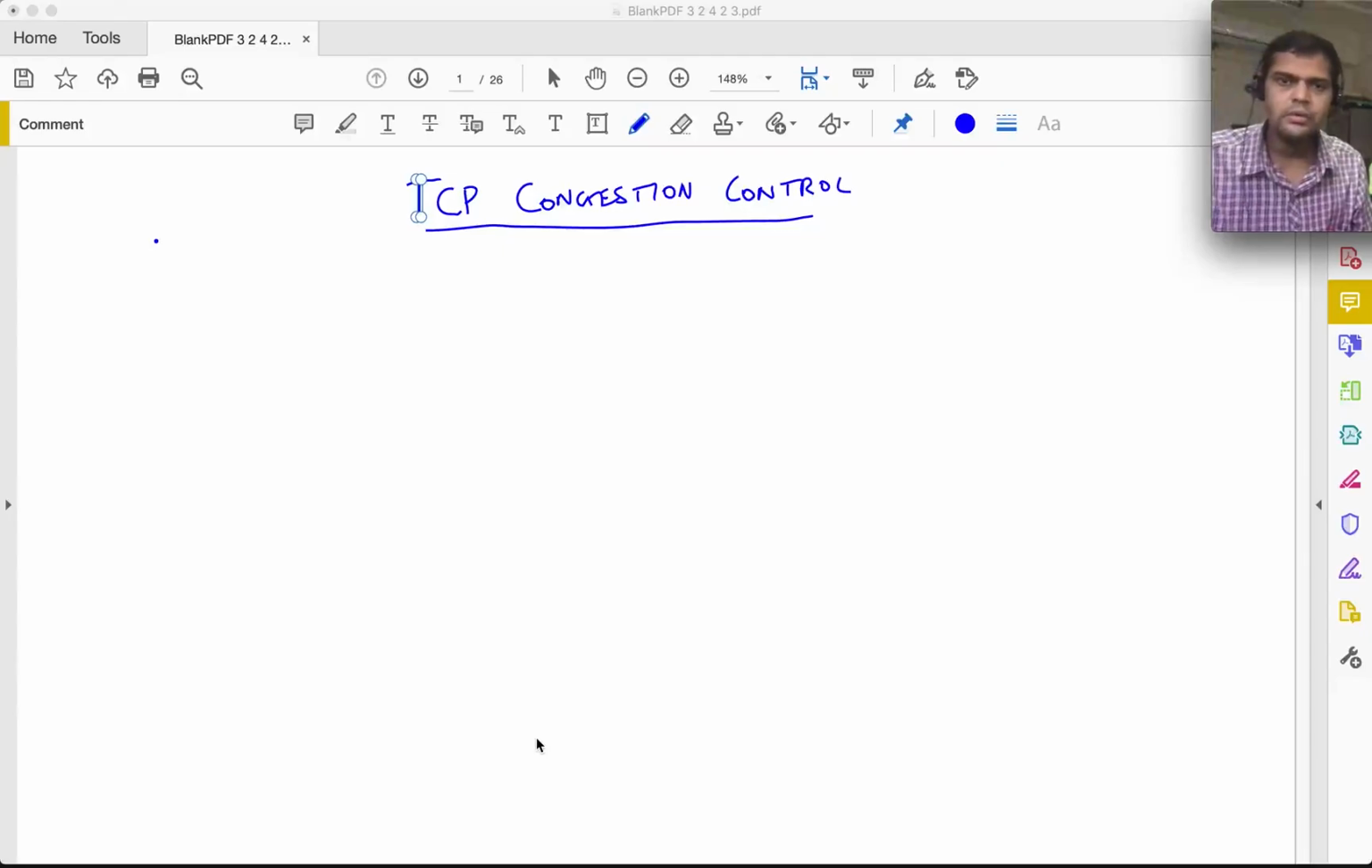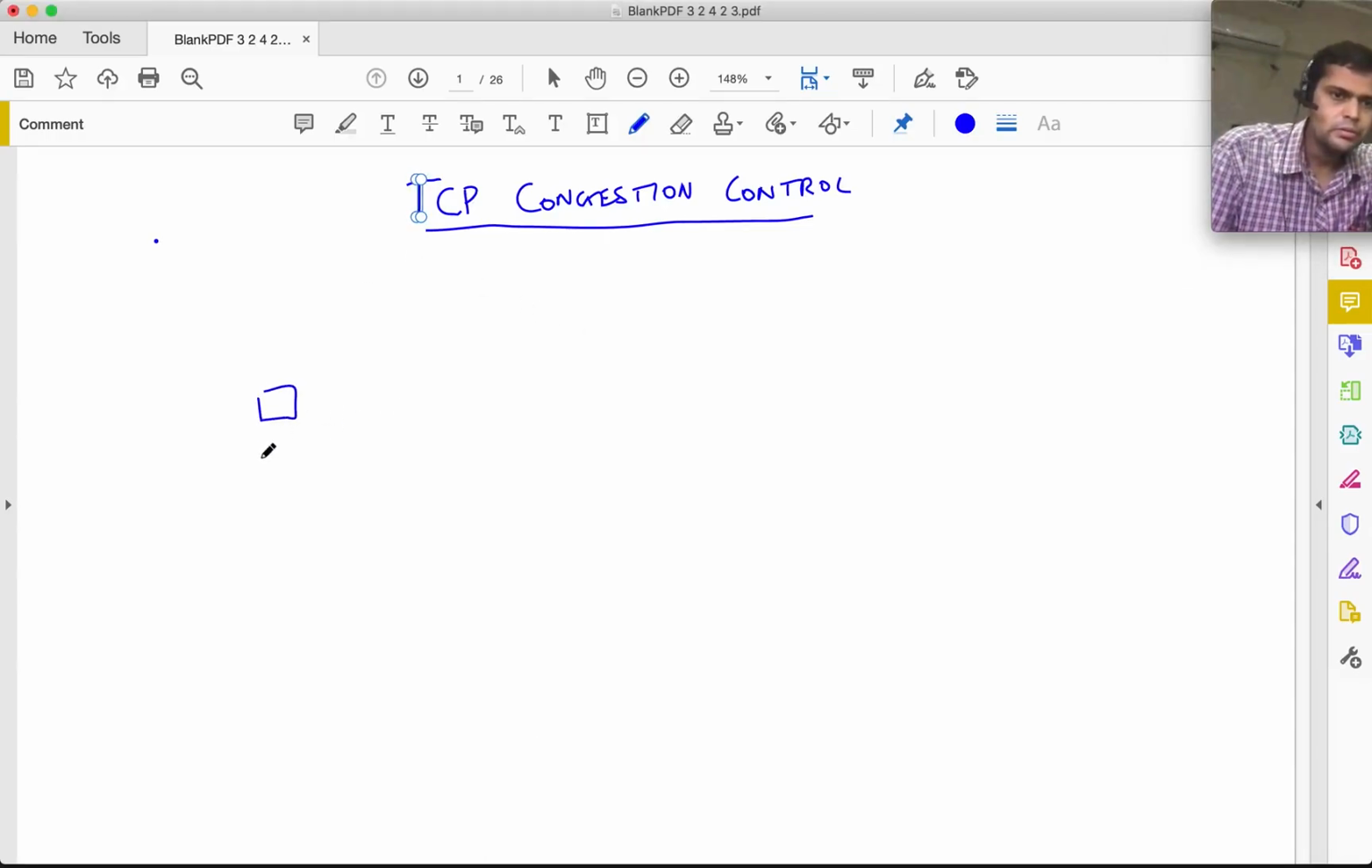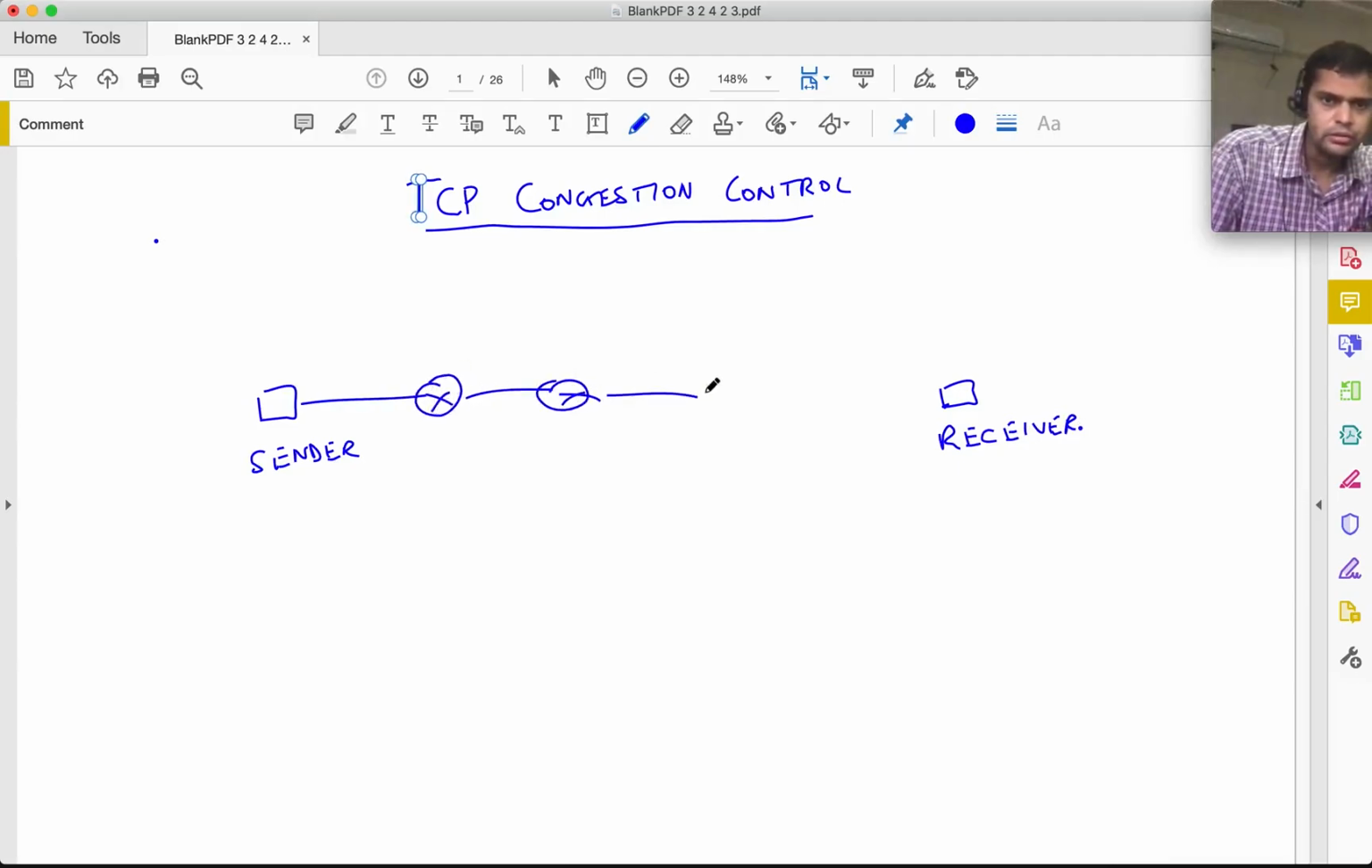In this class, I wanted to start discussing TCP's congestion control. So what exactly is the problem here? We have a sender who is communicating to a receiver via TCP. And let's say the data is going through many routers along some path.